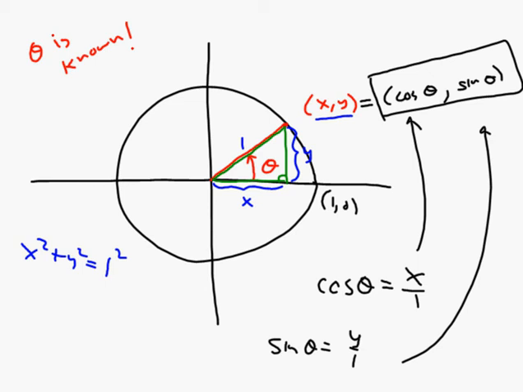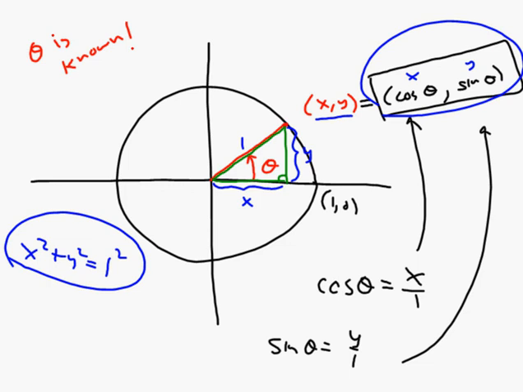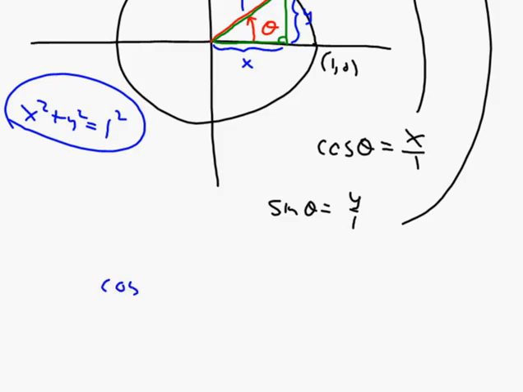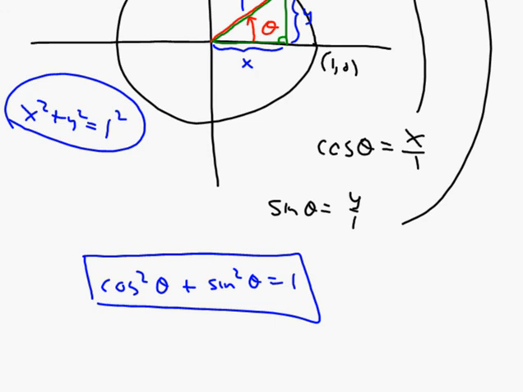Here comes even more fun stuff. Well, we just showed that cosine theta is equal to x and sine theta is equal to y. And I'm recalling this thing I wrote on the board a moment ago. Sub in. Watch what you get. You get cosine squared theta plus sine squared theta equals 1 squared, or 1. But this is the very famous Pythagorean identity that you learned about. Okay? Now, why is it called the Pythagorean identity?